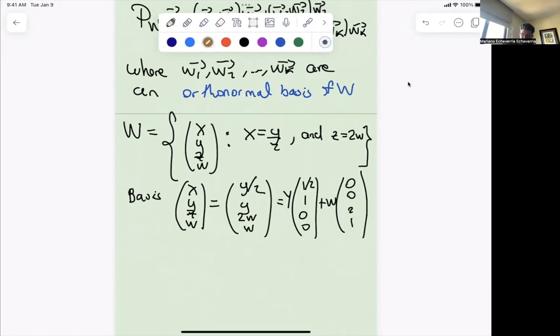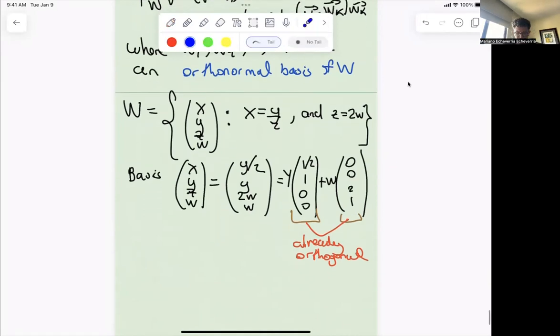So this is the first basis vector, W1, and this is the second basis vector. Those are the basis vectors. Just notice that they're already orthogonal. Their dot product is already 0. So the only thing that we need here, in this formula, is for the vectors to have length 1.